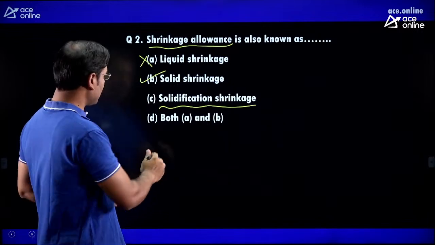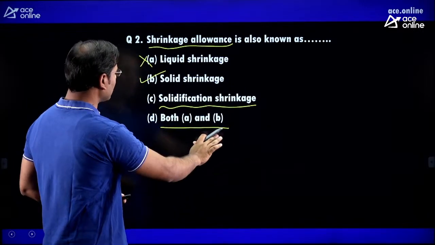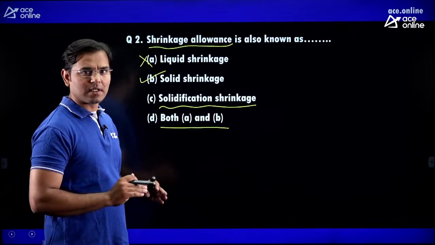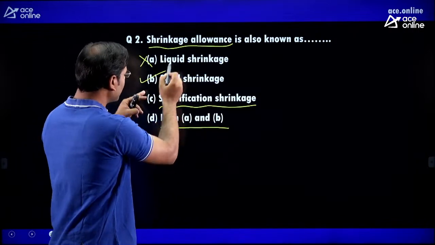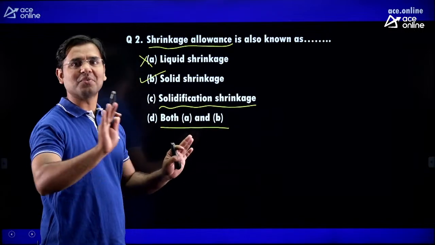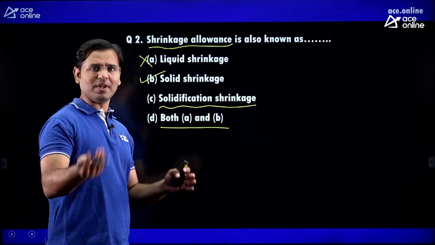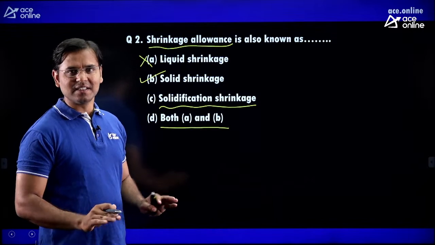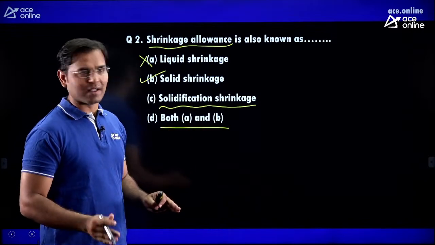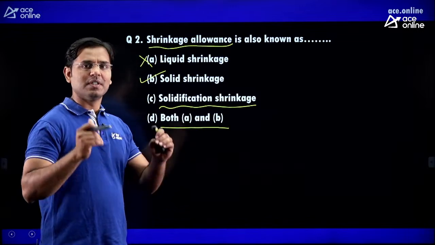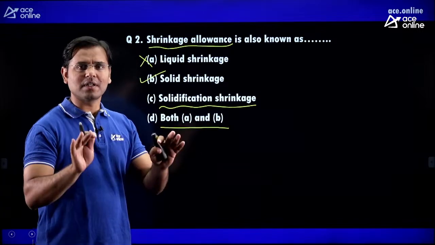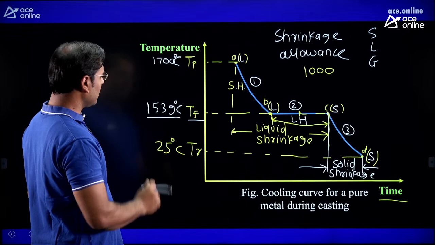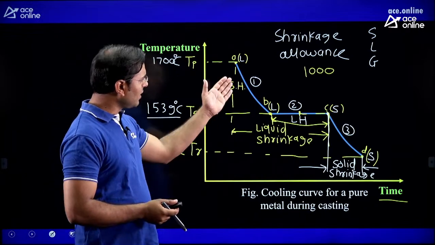And again you can see here option D, both A and B: shrinkage allowance is also known as liquid plus solid. 90% of students think that the shrinkage allowance is liquid plus solid shrinkage. That's why I kept this question here, right? And it is important not for your exam only, but for all exams in India. Any student who wants to revise this chapter can watch this video. If any student is preparing for an exam where casting is in the syllabus, they can watch this video, correct?